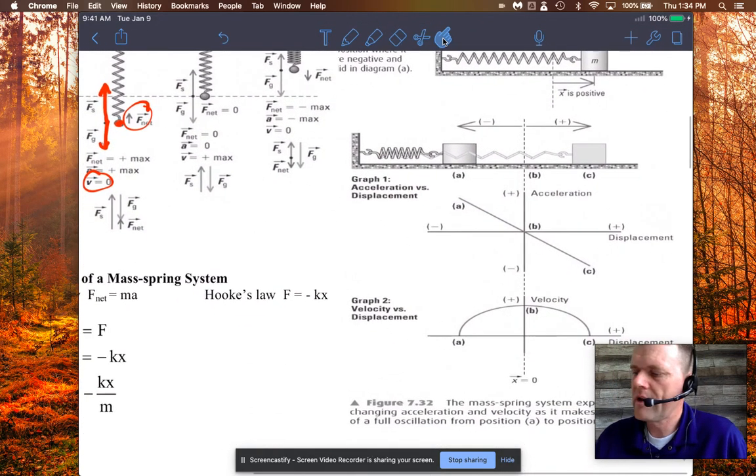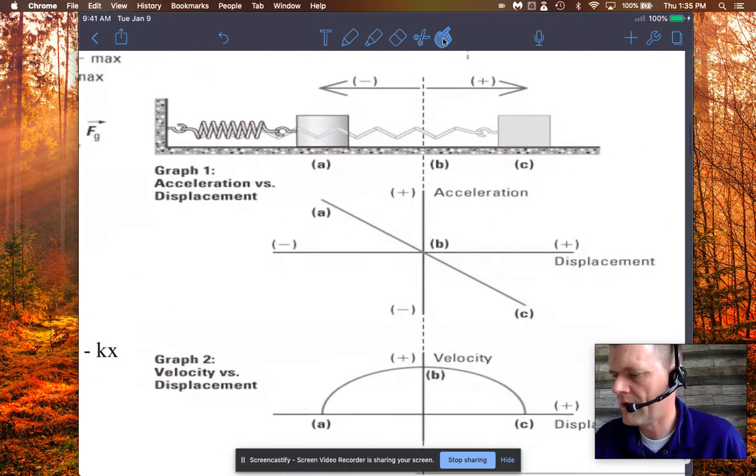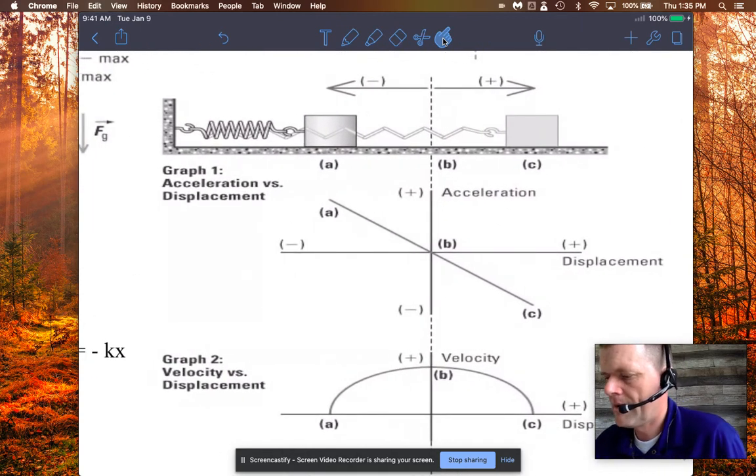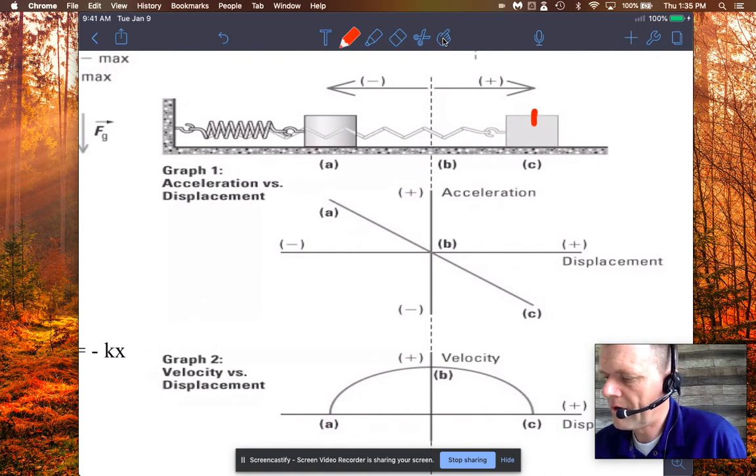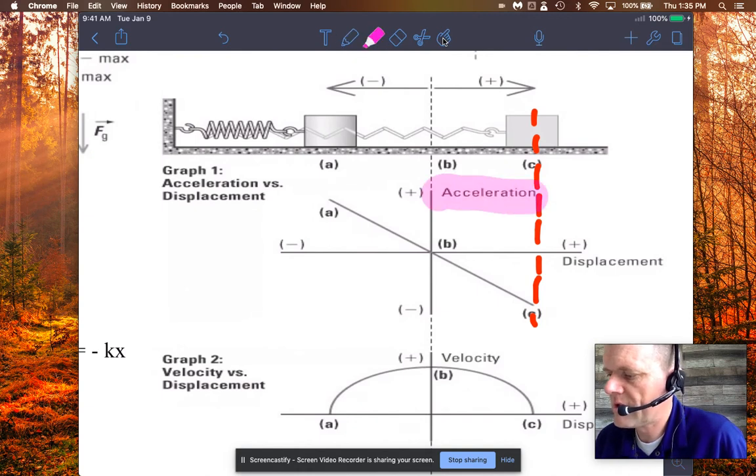So here's kind of the compression right here, and I really like this one. It shows a mass oscillating system at the top here, and we've already visualized that going back and forth. When you're at position C here, we can actually map that on an acceleration displacement graph. So an acceleration displacement graph, that's what this first one is.